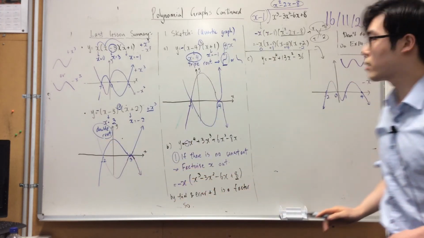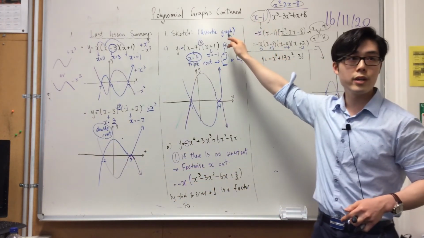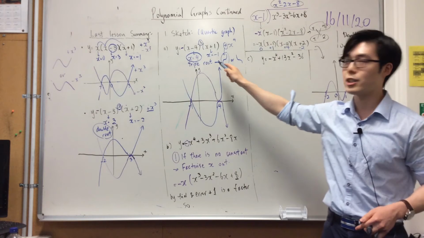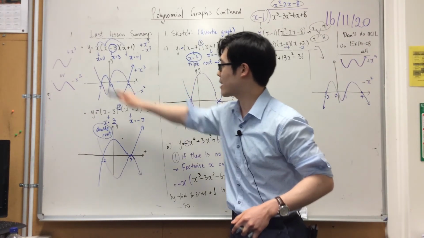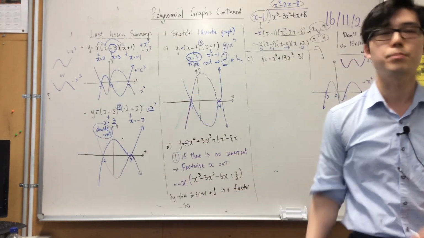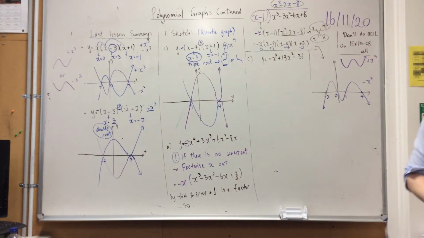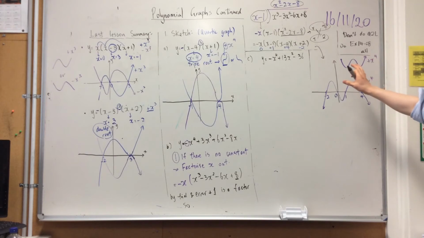Yeah, so this one is still a quartic graph, but it doesn't look like that because it's got a triple root. Just like this one, it has a double root, so it looks somewhat like that, but if it has a triple root, it will look slightly different. Okay? So girls, you need to memorize this.